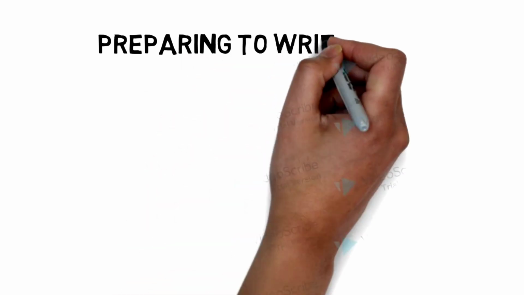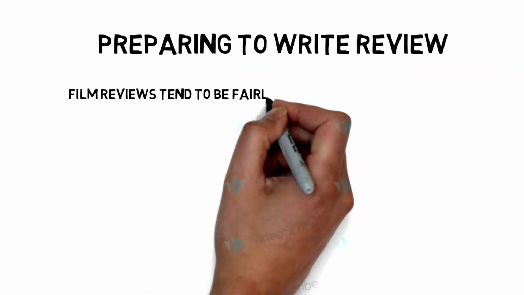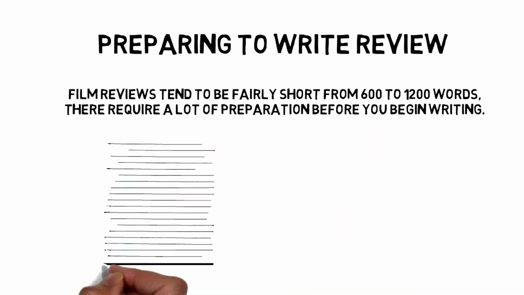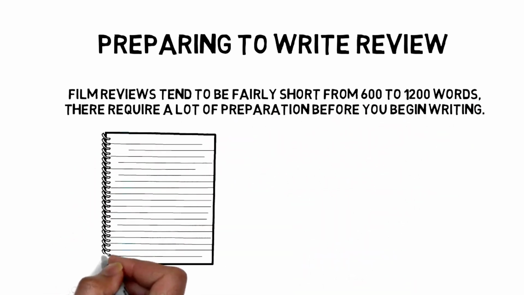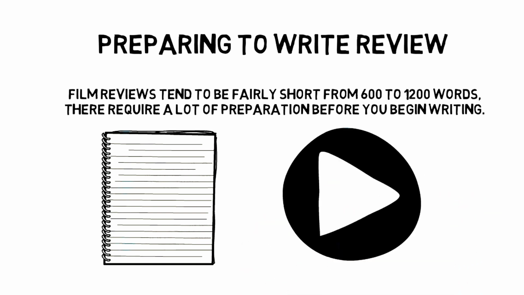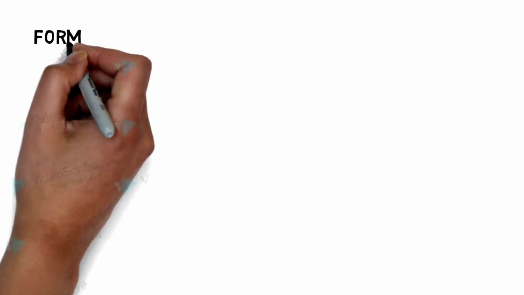The first thing that you need to prepare to write a film review is to consider that film reviews tend to be fairly short, from 600 to 1200 words. They require a lot of preparation before you begin writing. During film reviewing, you may separate the formal techniques and the thematic contents to consider how well the film utilizes them.